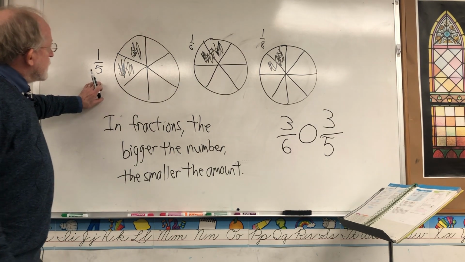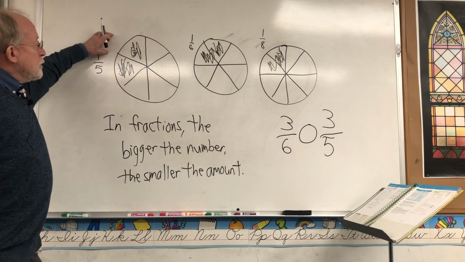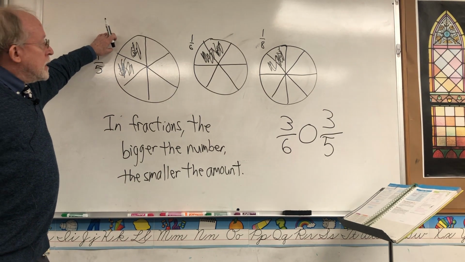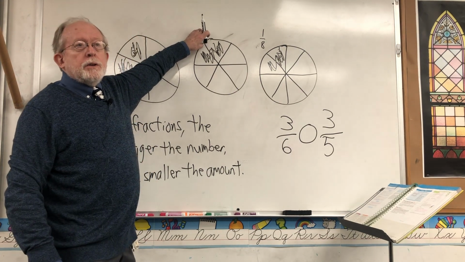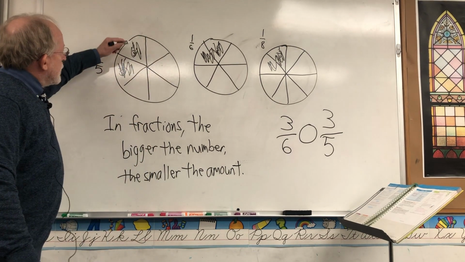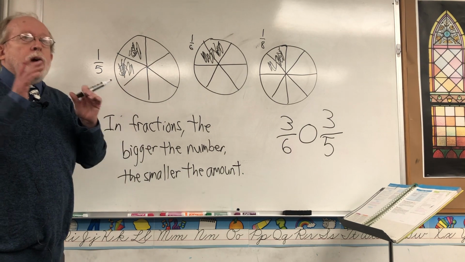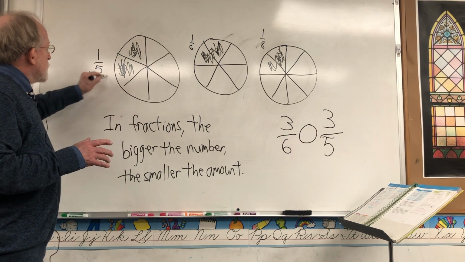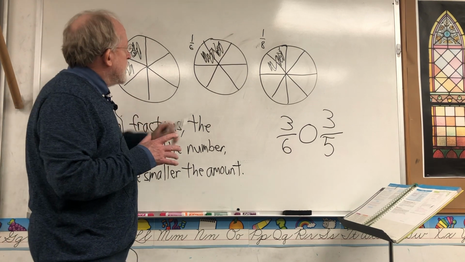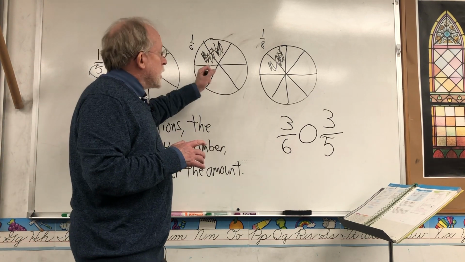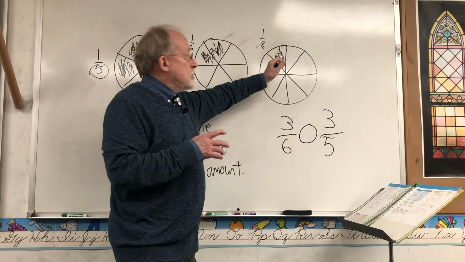So let's take a look. If you have 2/5 of this pizza, do you have more pizza than you do if you have 2/6 of the pizza? Just look at the size. There's more of the pizza if you have fifths. But remember, this is a smaller number. But 2/5 is bigger than 2/6, and 2/6 is bigger than 2/8.